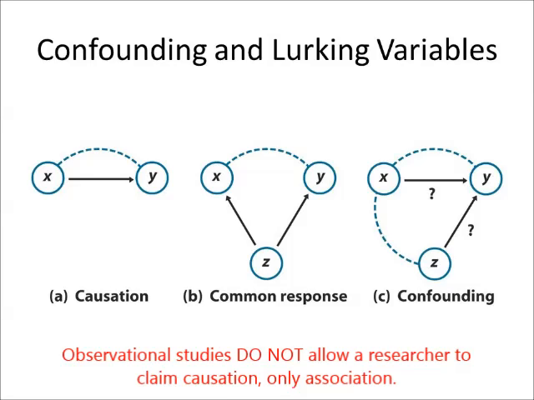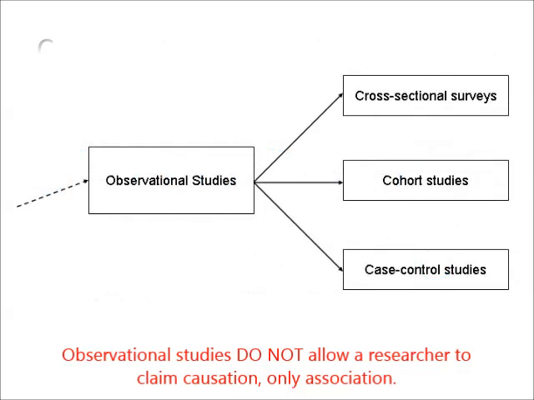A confounding variable is an explanatory variable that was considered in a study whose effect cannot be distinguished from a secondary or a second explanatory variable in the study. So lurking was not considered and confounding variable was considered.